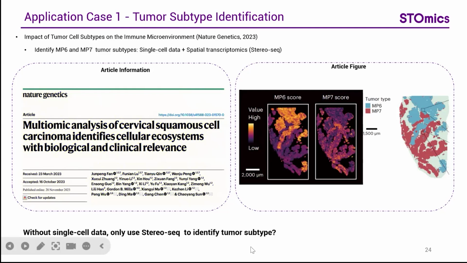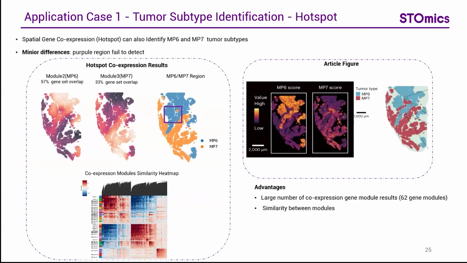Without the assistance of single-cell data, we successfully identified the spatial domain of tumor cell subtypes and found different co-expressed gene modules and their corresponding spatial locations. Here are the results. First, we used the hotspot algorithm and found that we could detect a large number of co-expressed gene modules and identify two gene modules with the largest intersection with the MP6 and MP7 gene sets determined in the article.